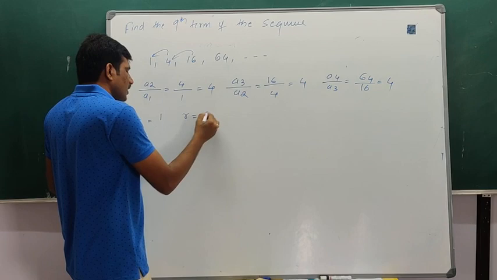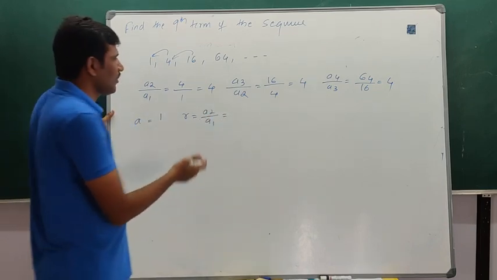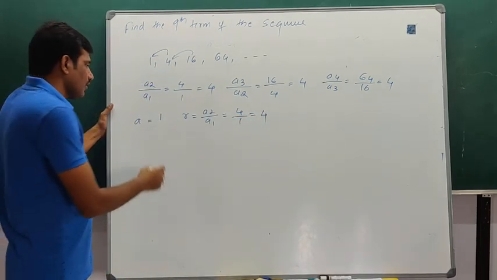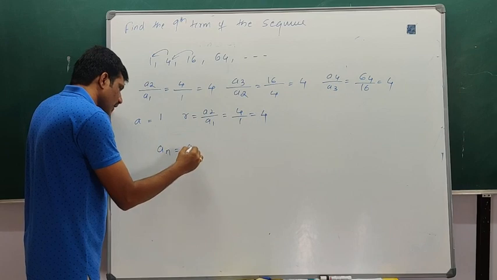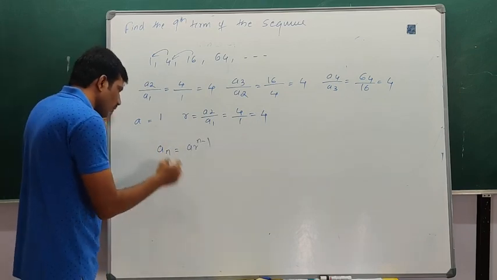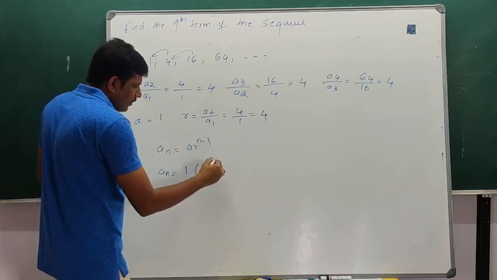So then what is the common ratio? We can take any subsequent value, that is the second term by the first term. That is 4 by 1, which is equal to 4. So then write the an formula. What is an? ar raised to n minus 1. So an is equal to, what is the a value? a value is 1. What is the r value? 4. So an = 4 raised to n minus 1.